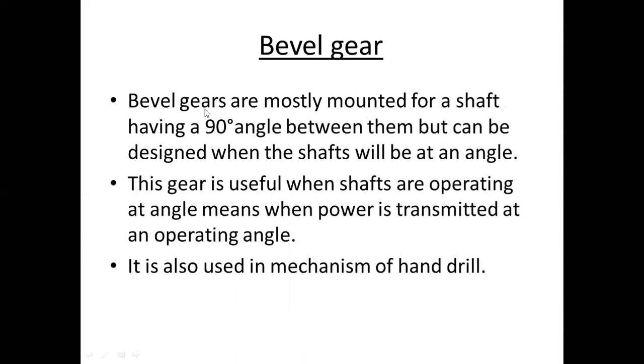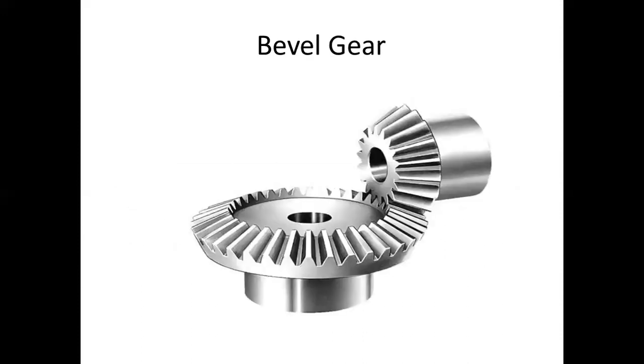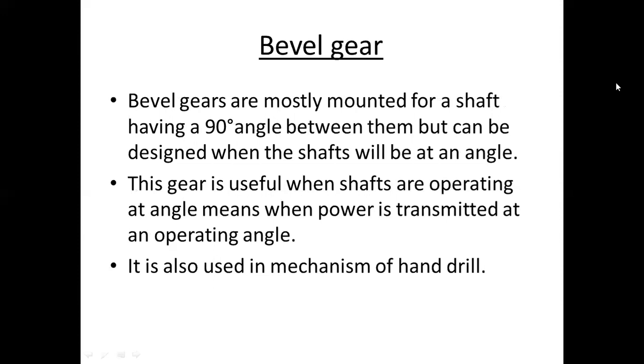Bevel gear. Bevel gears are mostly mounted on shafts having a 90-degree angle between them, but can be designed for other shaft angles. This gear is useful when shafts are operating at an angle, meaning when the power is transmitted at an operating angle. So how does it look? This is a 90-degree angle shaft, and we are using the bevel gear.